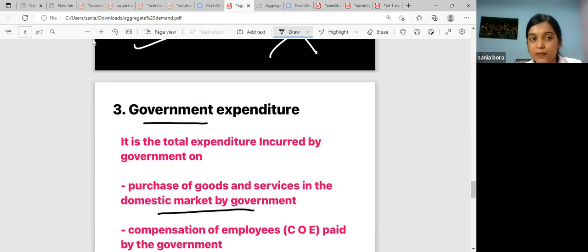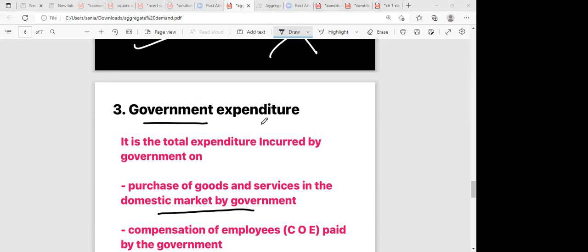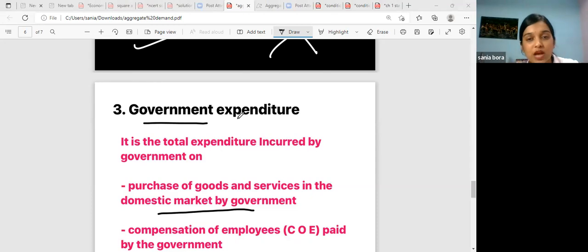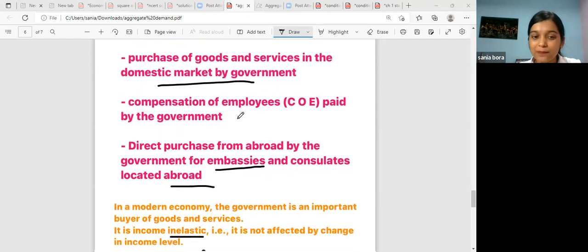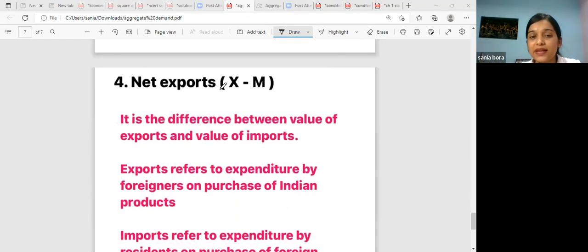Yes, ma'am. Students, be very attentive. You have to learn this as it is, because in this chapter, what is aggregate demand and the components of aggregate demand are super important. So be ready for what you are going to write, and be ready for what you are not going to write. And next is net export.